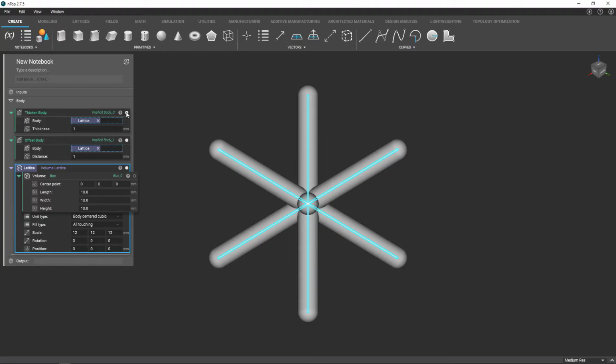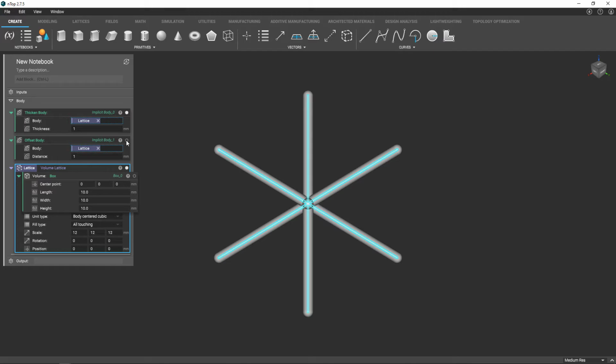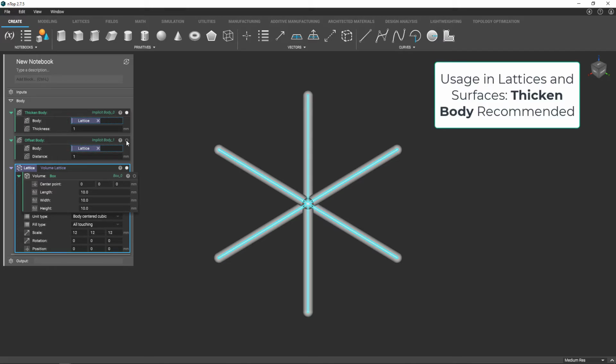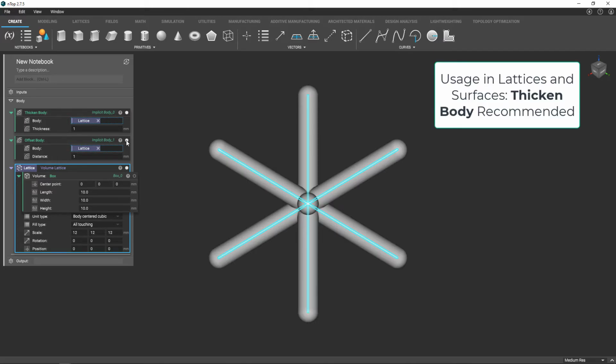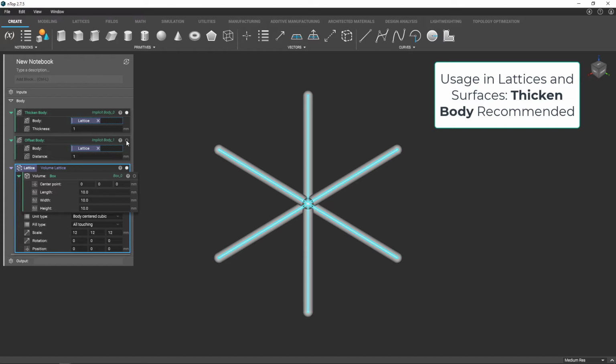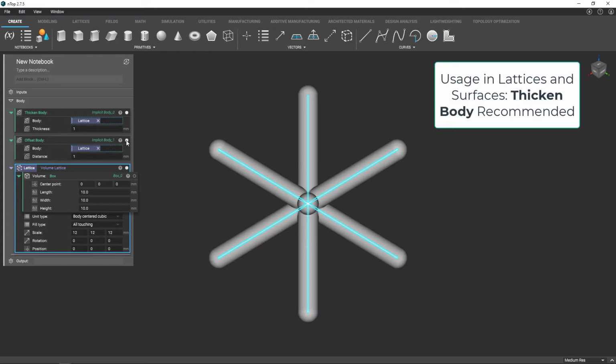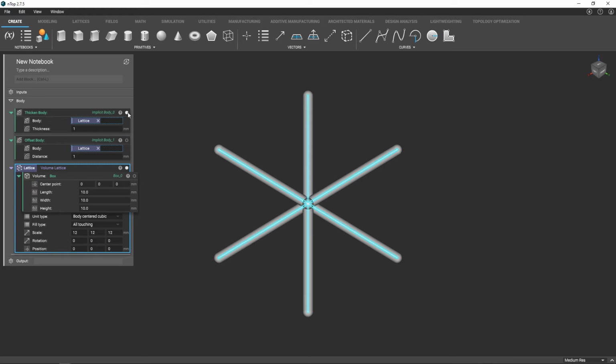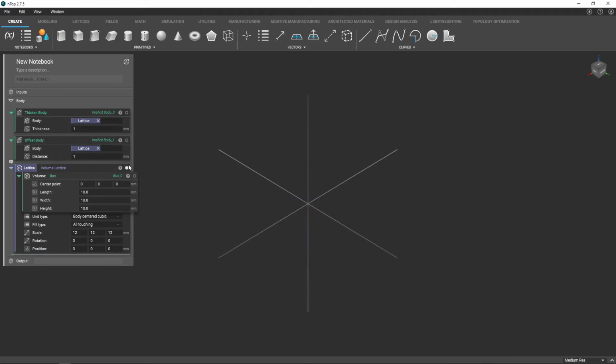Here we have a lattice with an offset body. You can see the offset occurs in all the positive directions, which doubles the distance value. For the thickened body, you can see each lattice beam acts as the midpoint for the thickness. As you can see when we compare the two, the offset body has double the thickness. Negative values will result in no volume since a surface or graph lattice cannot decrease in volume.